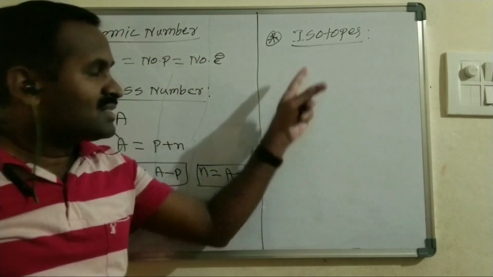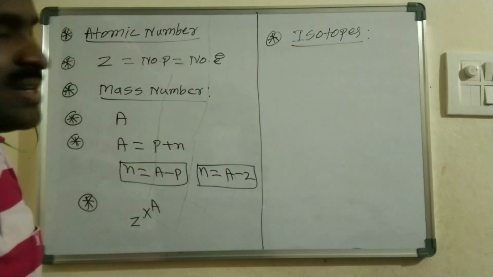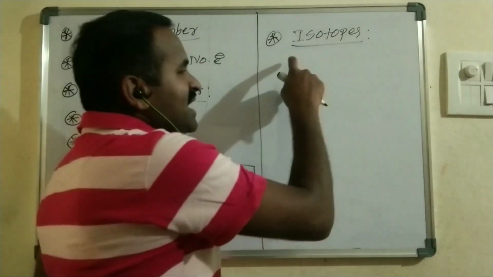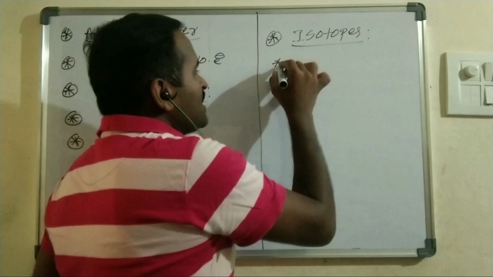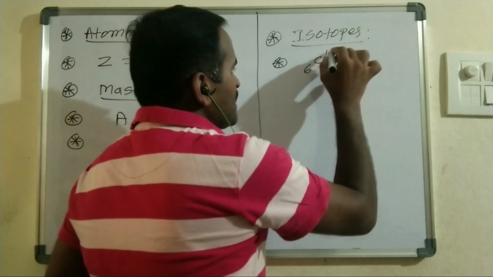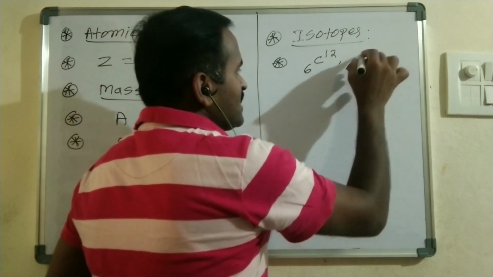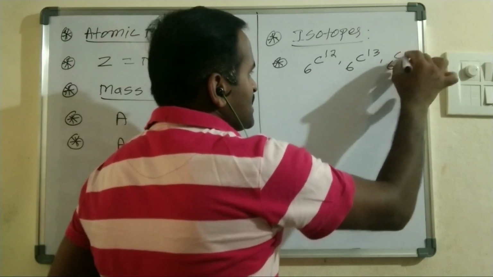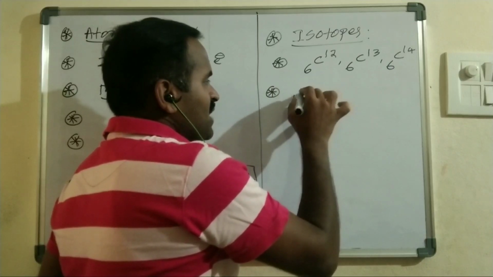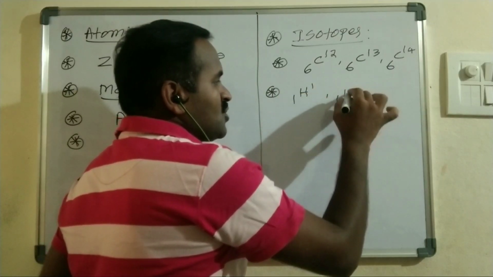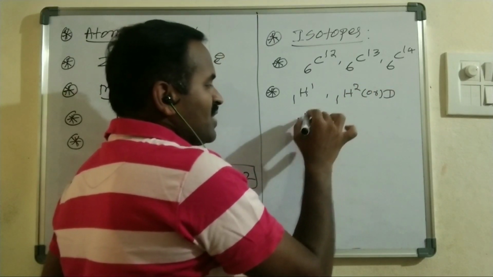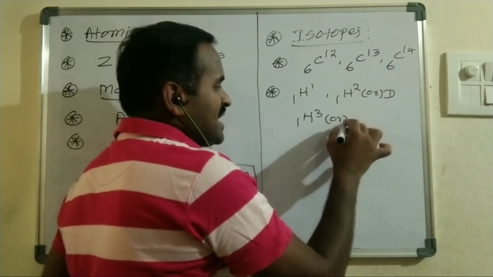Isotopes are the atoms of the same element which have the same atomic number but different mass number. Atoms of the same element like this are called isotopes, right? Here I am taking 6C12 as one example of a carbon isotope, there is 6C13, and I can take 6C14 as another one. And for hydrogen isotopes, I will take 1H1 protium, 1H2 which is deuterium, which can be represented by the symbol D, or I can write 1H3 which is tritium, which I can write as T, right?